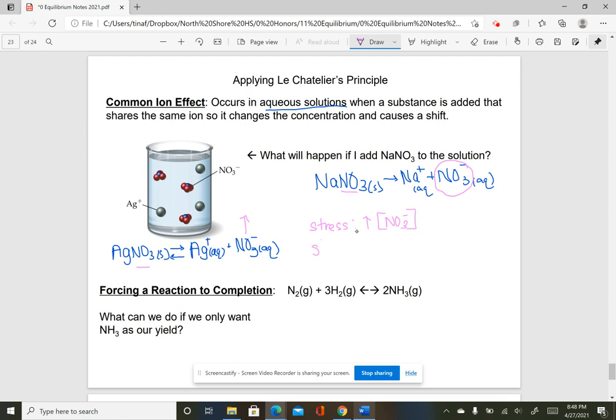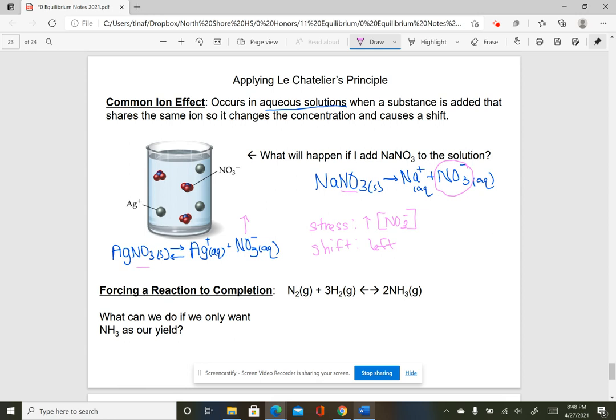So what is my reaction going to do? It's going to want to shift to get rid of the extra NO3 ions. And which way is it going to shift in order to do that? We're going to shift left. By going to the left, I'm turning more Ag and NO3 ions into AgNO3 solid. So I'm getting rid of some of those extra ions in solution. So I'm doing the opposite of the stress.